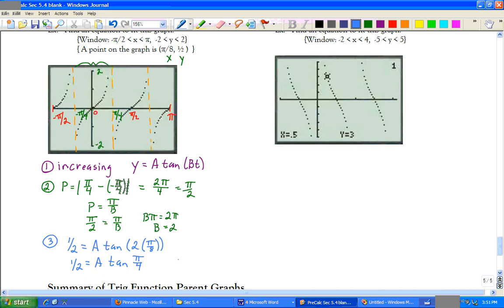If we solve that for a, we get a is equal to 1/2 divided by the tangent of pi over 4. What's the tangent of pi over 4 equal to? That's 1. So that's 1/2 over 1, so we know a is equal to 1/2. Last step, let's write our finished equation. So we have y is equal to 1/2 times the tangent of 2t.